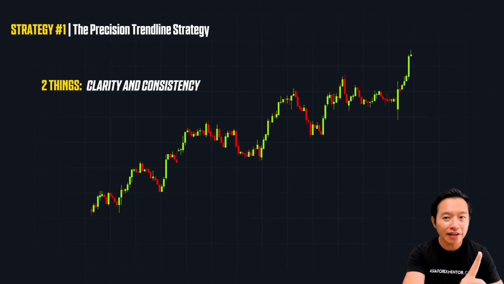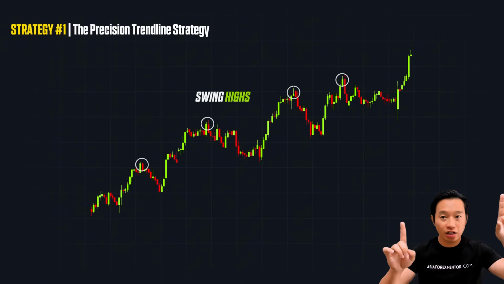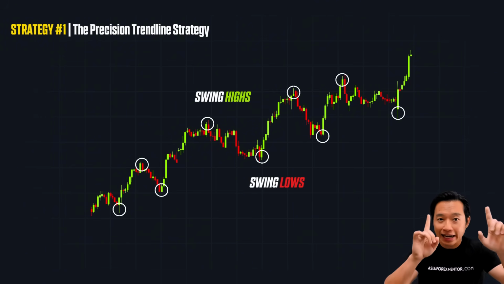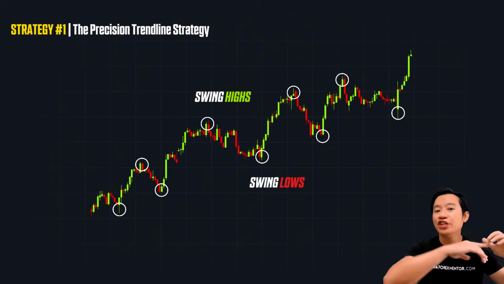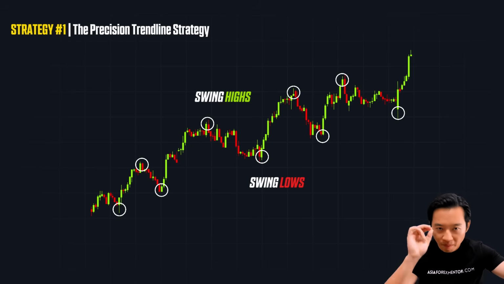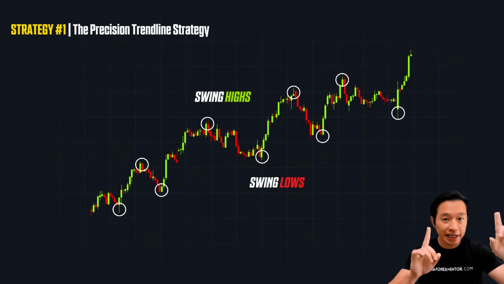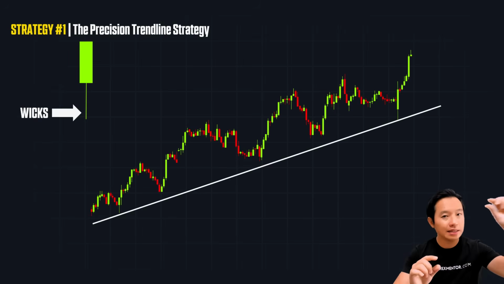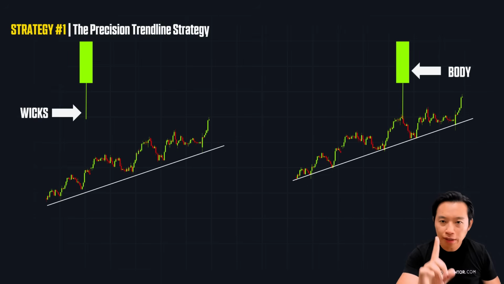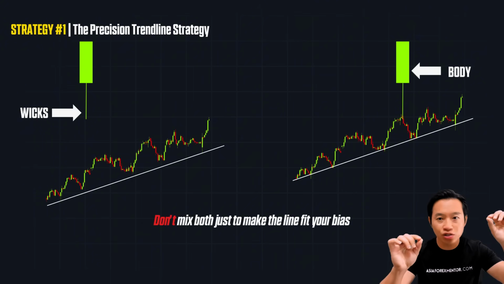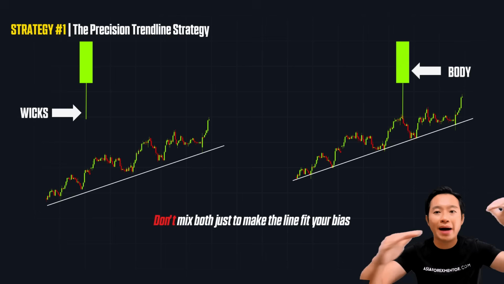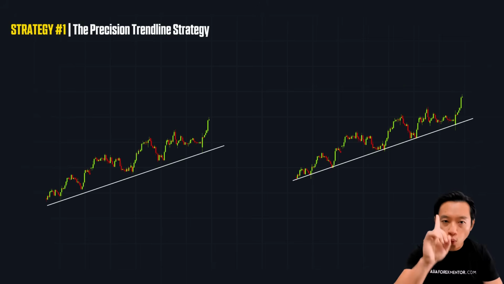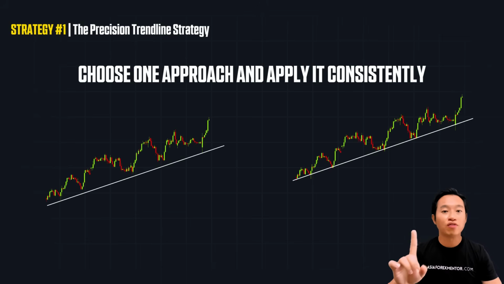That means identifying the major swing highs or lows that stand out and are visually clean. They are obvious. And what are they sticking to? Here's the key: either the wicks or the bodies. Don't mix both of them just to make the line fit your bias. Choose one approach and apply it with consistency.